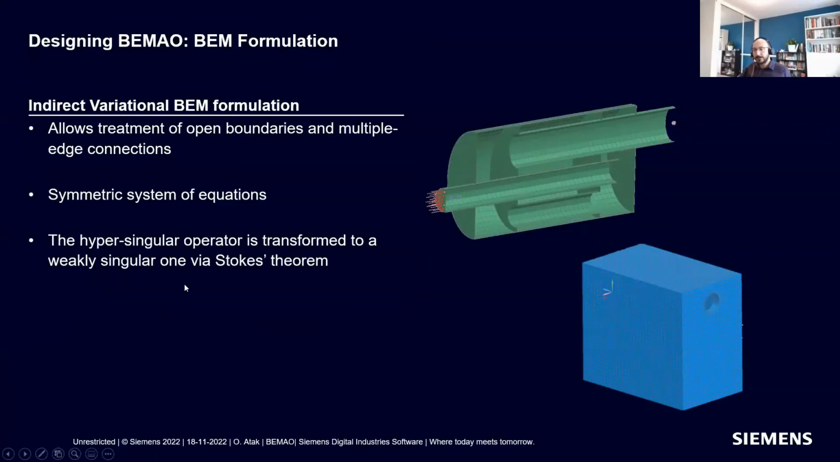So going back to the indirect variation formulation, indeed, there's a hypersingular operator there. We address it by using Stokes theorem, so it becomes weakly singular. Again, this formulation is quite well known in the BEM community.